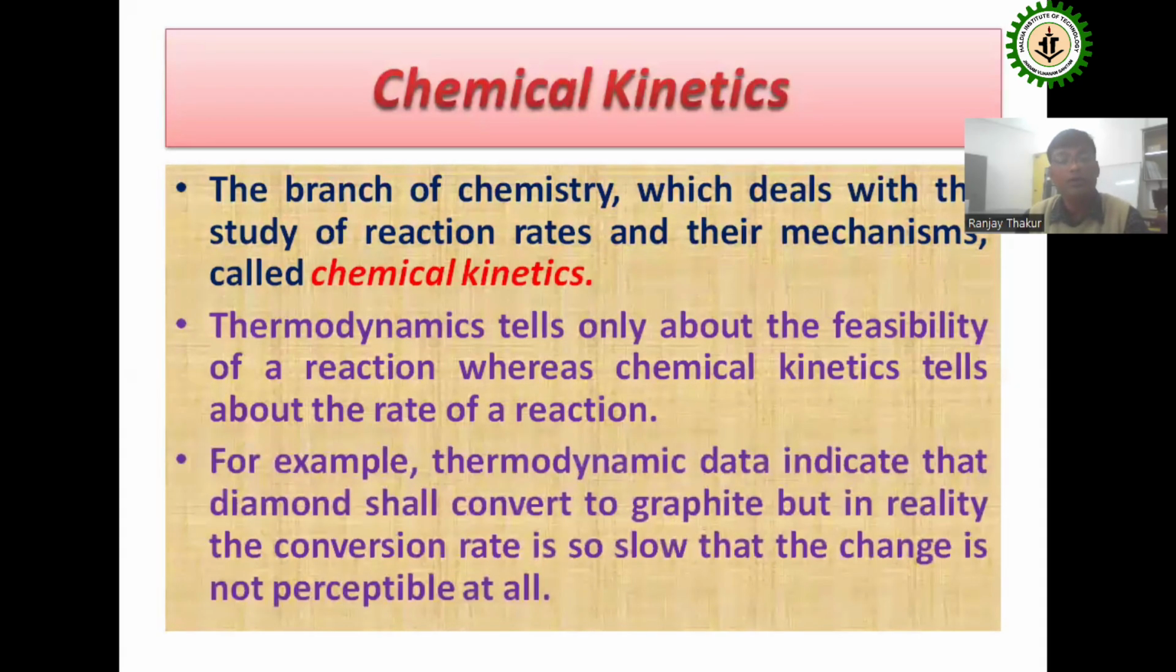For example, thermodynamic data indicate that diamond shall convert to graphite. This reaction is possible, but in reality the conversion rate is very slow, and the change is not perceptible at all. The time taken for the reaction is very long, so 1 mole of diamond will take a long time to convert into graphite. Once you divide the change in concentration by the time consumed, the value we get is almost negligible.